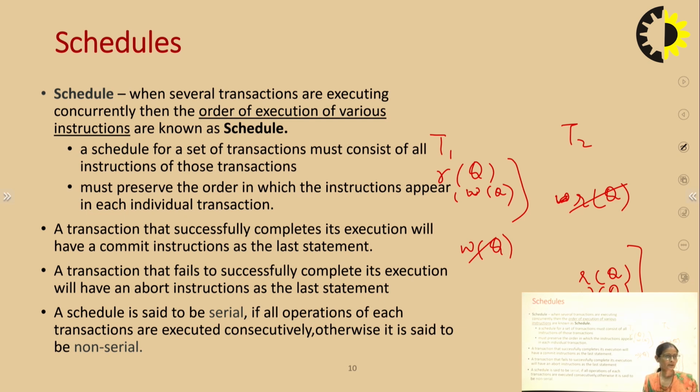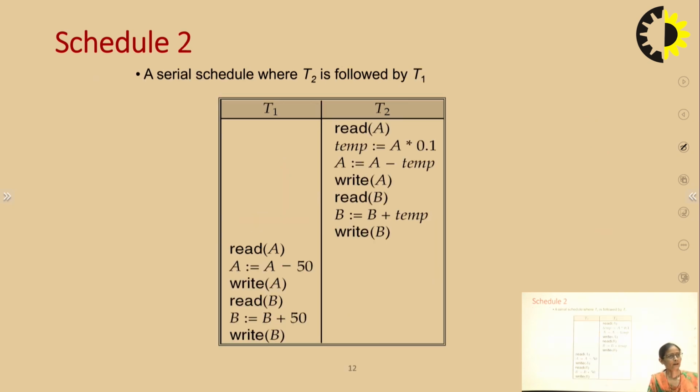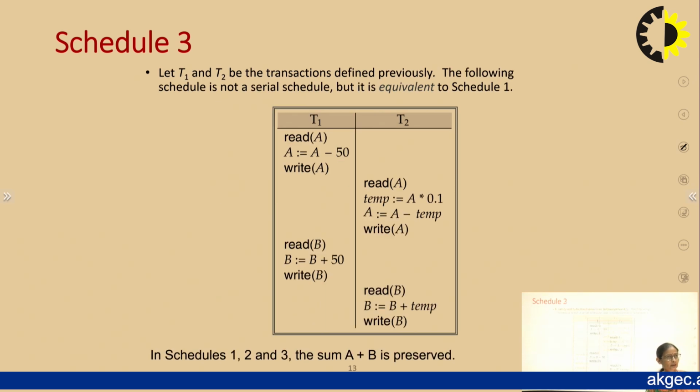So what is a schedule? It is a set of transactions. This is a simple schedule. Here T1 transfers $50 from A to B, and T2 transfers 10% of the balance from A to B. For a serial schedule, all the instructions corresponding to T1 must appear together, similarly for T2. Another way is T1, T2 in the other order. Here T2 comes first and then T1, that is, T2 is followed by T1. So it is a serial schedule.